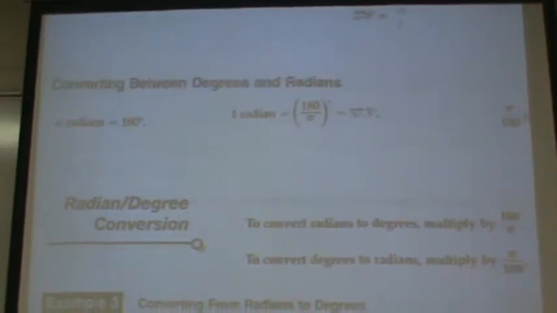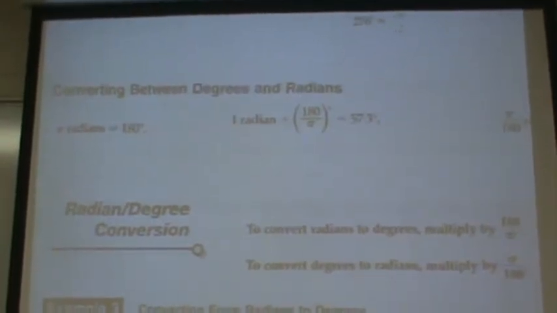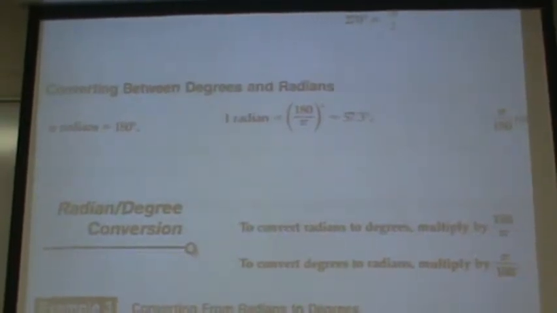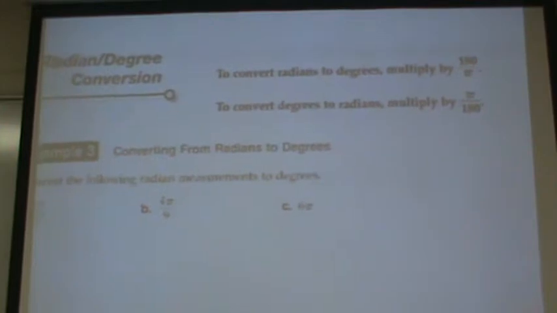So converting between degrees and radians. We have a few conversions that we know. Pi radians equals 180 degrees. 1 radian, like we said before, equals 180 over pi degrees. And pi over 180 radians equals 1 degree. So to convert radians to degrees, we're going to multiply by 180 over pi. And to convert from degrees to radians, we're going to multiply by pi over 180.